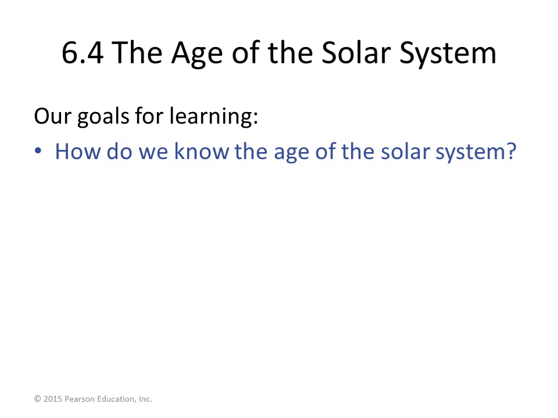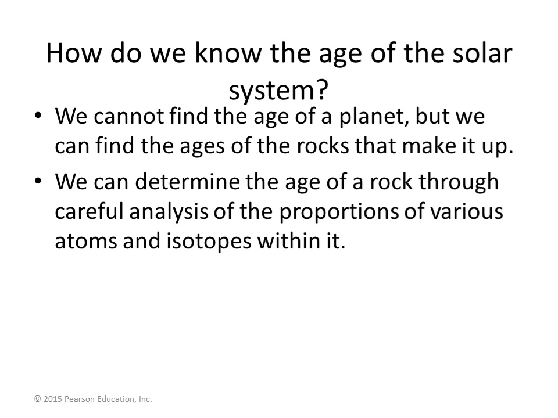The last section of the chapter has to do with the age of the solar system. How do we know how old it is? We can't find the age of a planet, but we can find the age of the rocks that make it up. And we can determine the age of a rock through careful analysis of the proportions of various atoms and isotopes within it. In other words, some things are radioactive when they first form and become non-radioactive as they age.